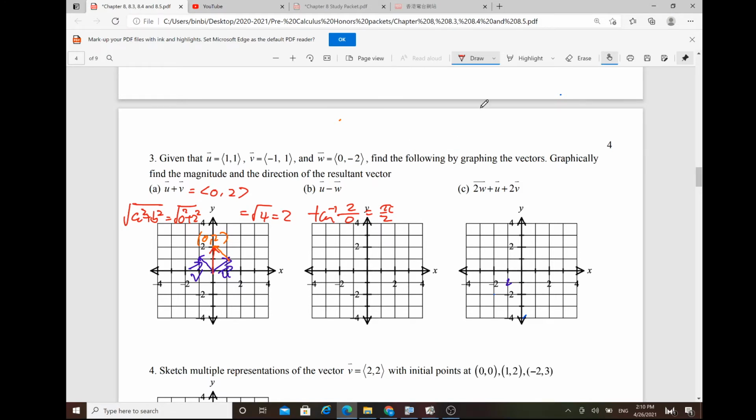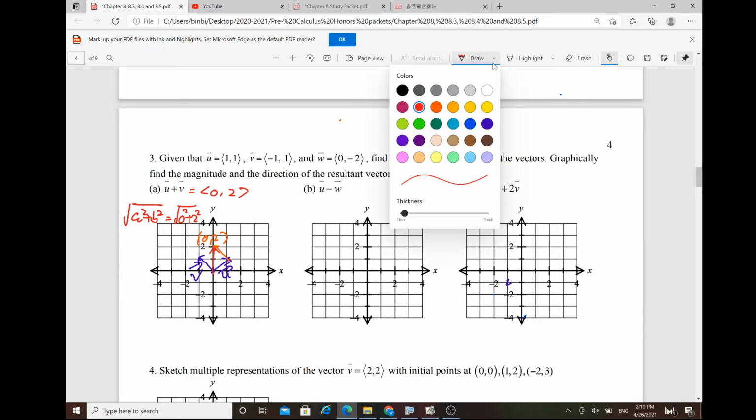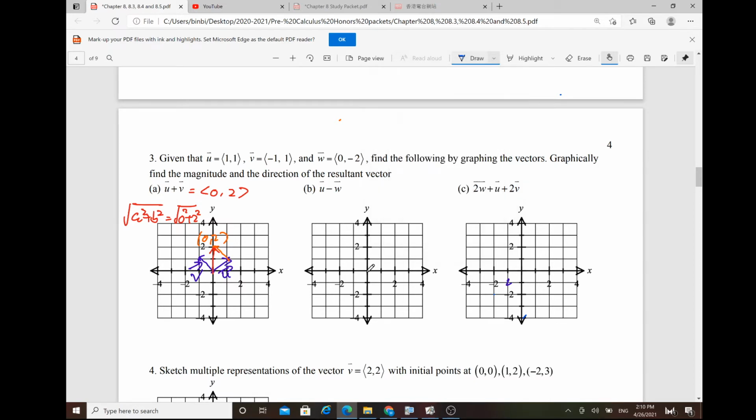Okay, so now let's take a look at part b. What about vector u minus vector w? Okay, so let me just erase this one. Just want to get more space. So vector u, again, started with the individual vector. Vector u, once again, it's what? 1, 1. And then w, 0, negative 2, going down this way. Again, just label it vector u, vector w.